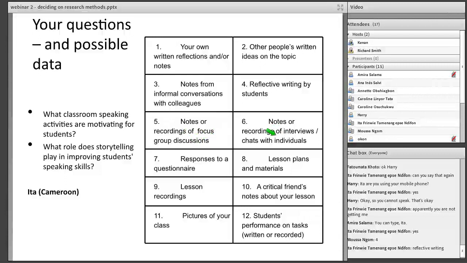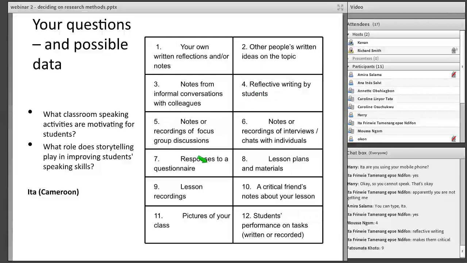Certainly, reflective writing. That's what I was thinking. You could certainly have chats with groups of students or with individuals. That's number 6. Or if you want to, you can do a questionnaire. But I think that reflective writing is quite effective.